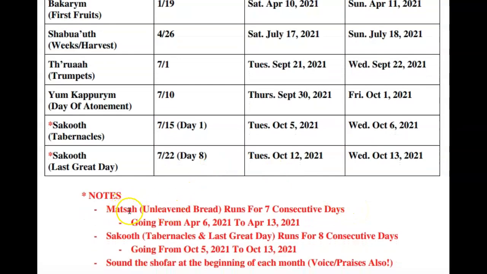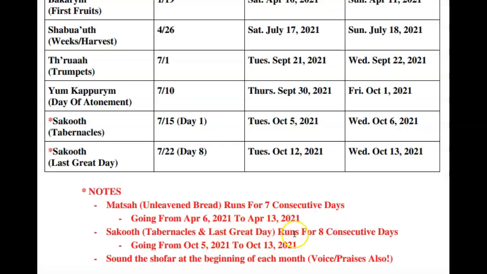I listed the notes about how matzah, unleavened bread, runs for 7 consecutive days, and the days right here are listed, as you can see. And then there's also Tabernacles and the last great day that runs for 8 consecutive days right here from October 5th through October 13th of 2021.